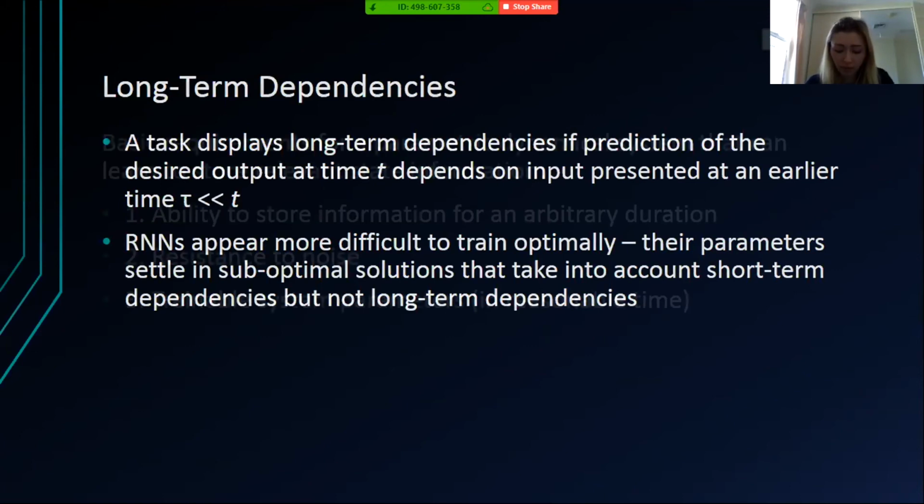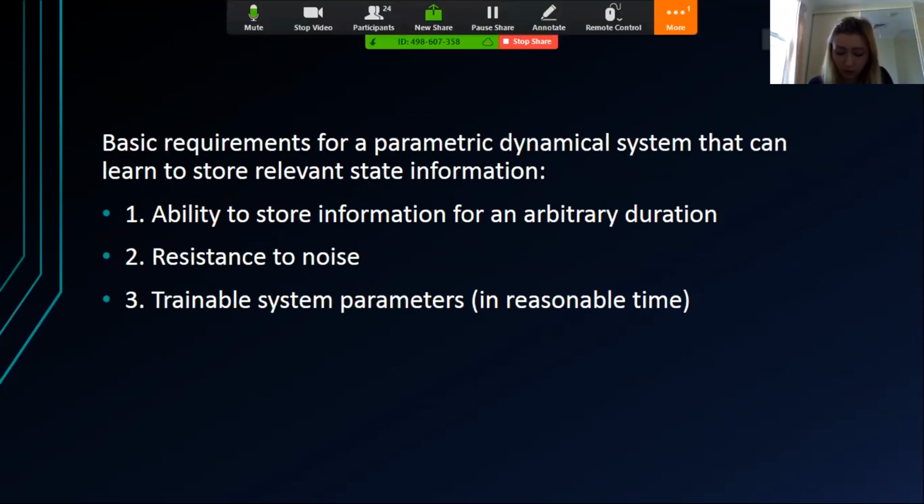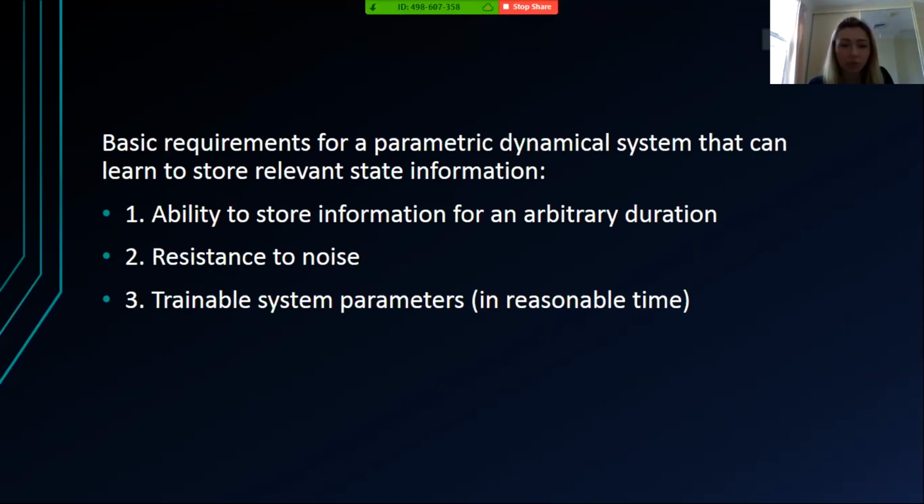So for comparison and evaluation purposes, we have basic requirements for a parametric dynamical system that can learn to store relevant state information. The first one is ability to store information for an arbitrary duration. The second one is resistance to noise, which means fluctuations of the input that are random or irrelevant to predicting a correct output. And the third one is trainable system parameters in reasonable time.